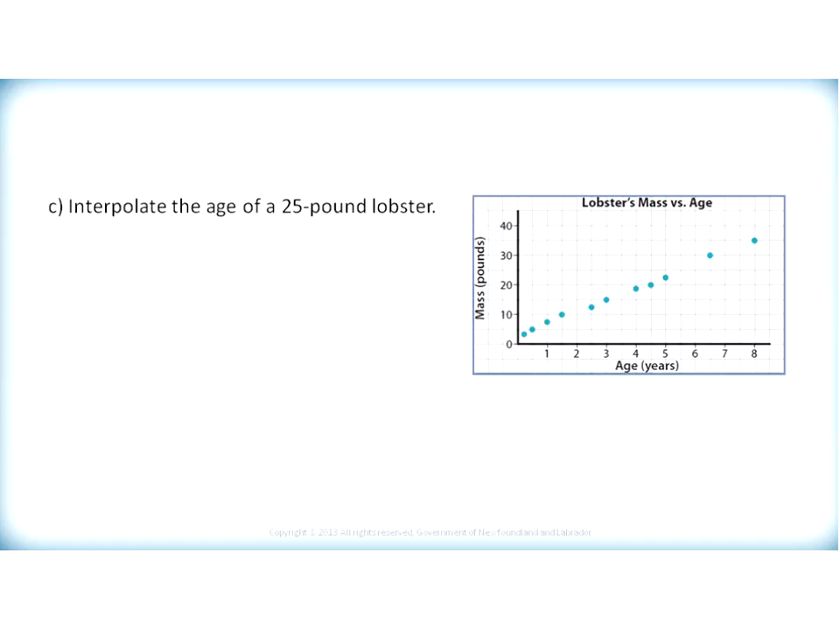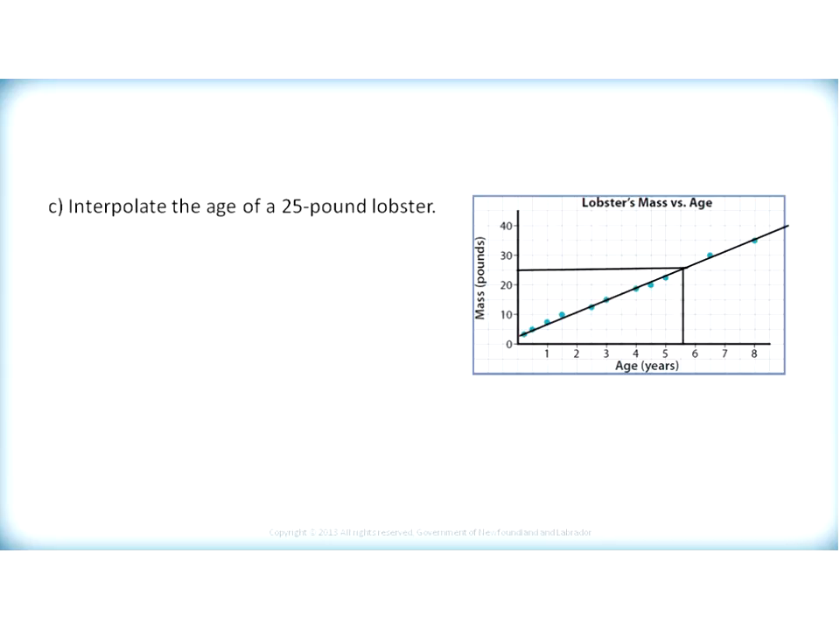Interpolate the age of a 25-pound lobster. Okay, so the first thing again, I'm going to have to draw my line of best fit, which is about that. Okay, so I'm going to interpolate, which means that I'm going to find a value within the set of data that I'm provided. So to do that, I'm going to draw a line from 25 pounds to my graph, and then I'm going to extend that line downwards to here.